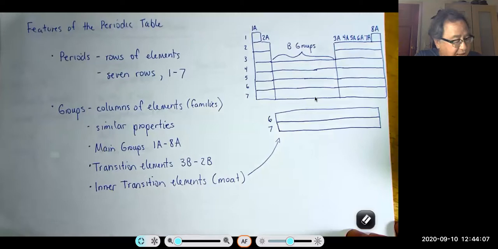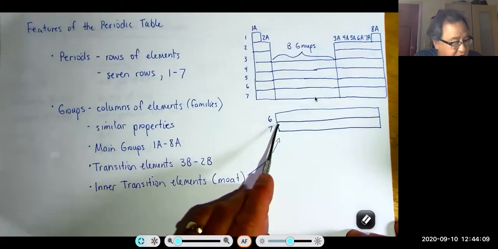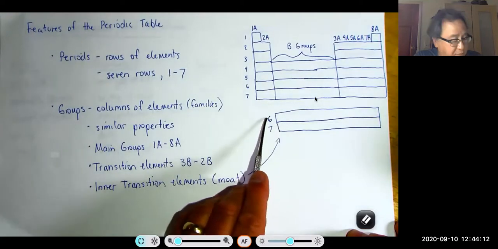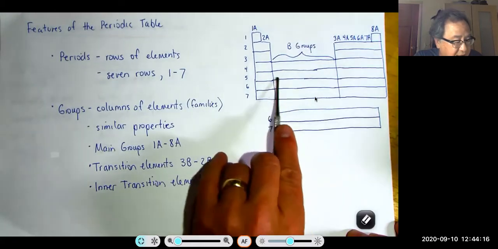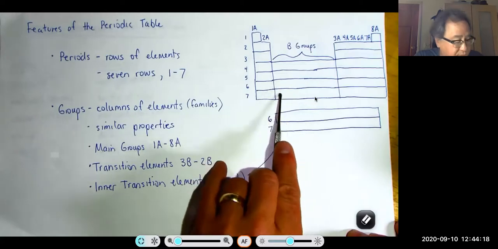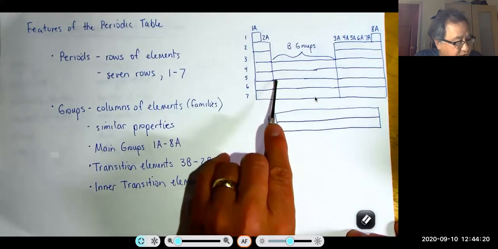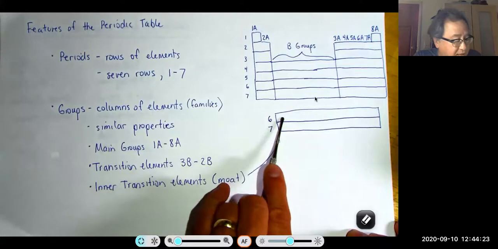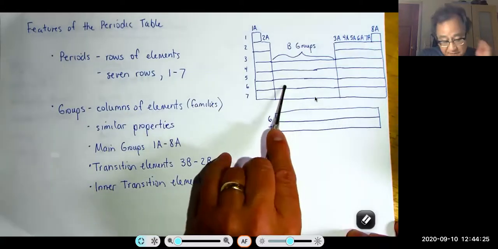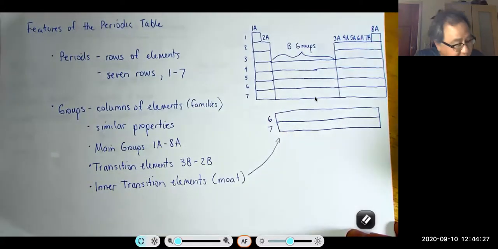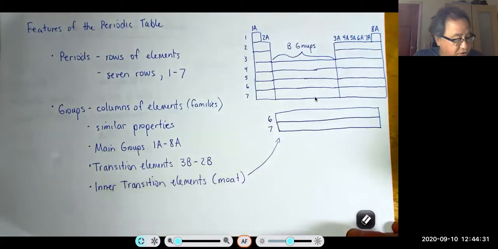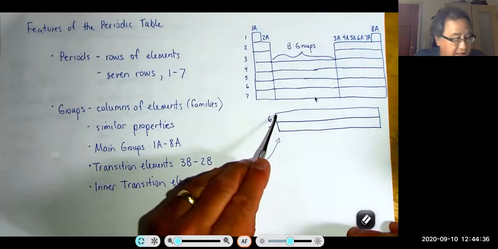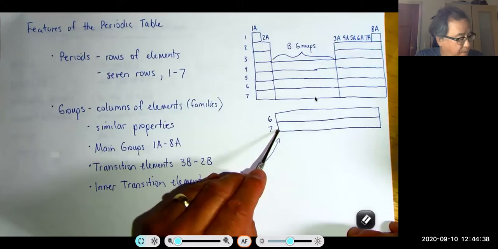Now, an interesting thing is when you look at the moat, these are parts of periods 6 and 7. If you look at period 6, you'll notice that the atomic number, I believe it's 57, jumps to 58 down here, and then comes back up to like 72 back up here. So this top part of the moat is part of period 6, and this bottom part of the moat is part of period 7.